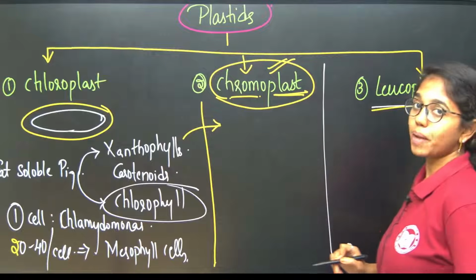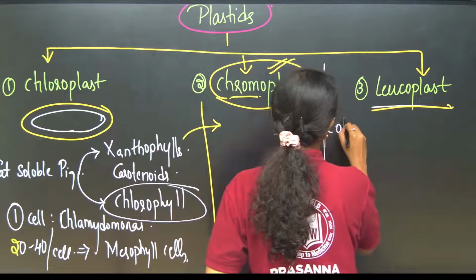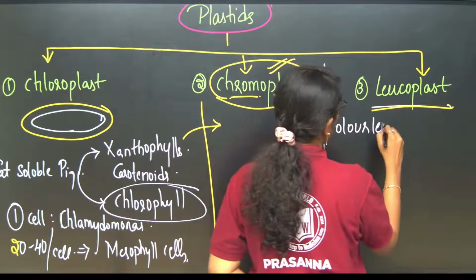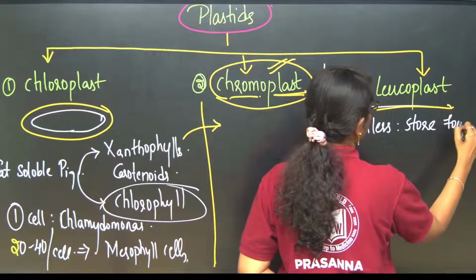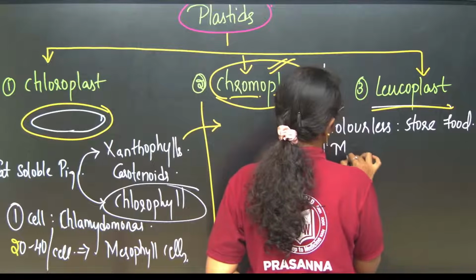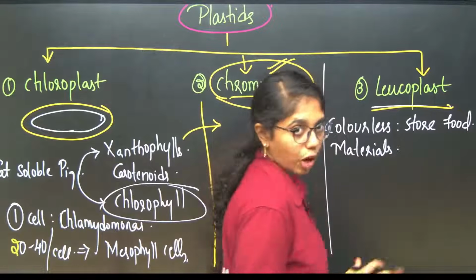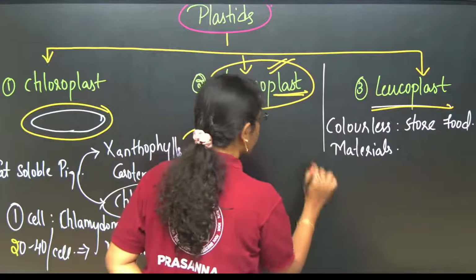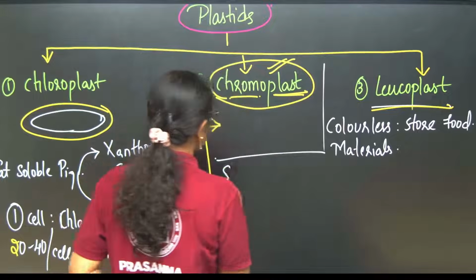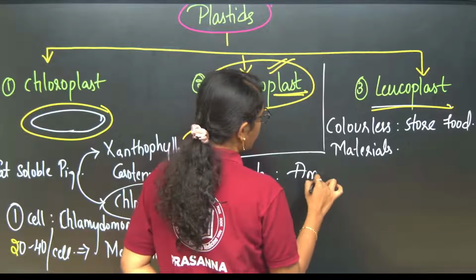And last is leucoplast. Leucoplast are those plastids which just store the food material. Okay, they are colorless and they store food materials. Based on the storage product, we have different types of leucoplast. If it is storing starch, then it is amyloplast.